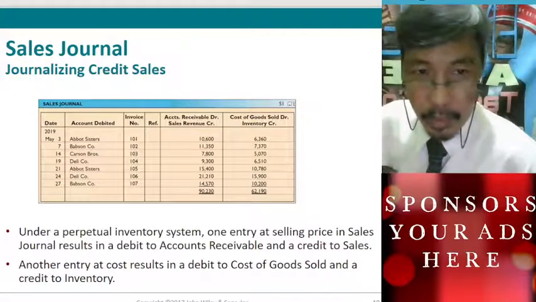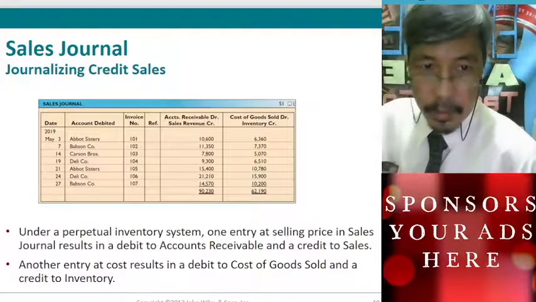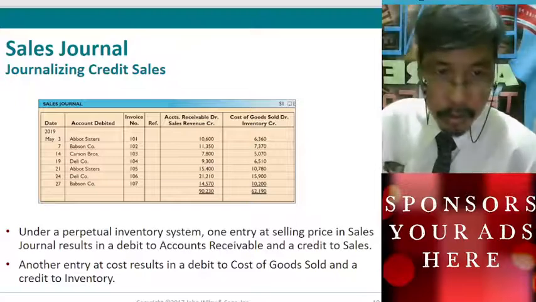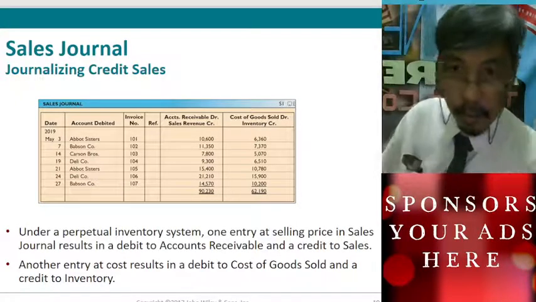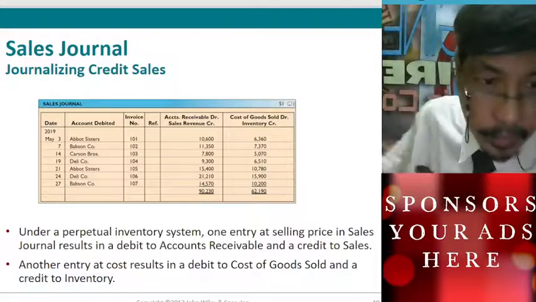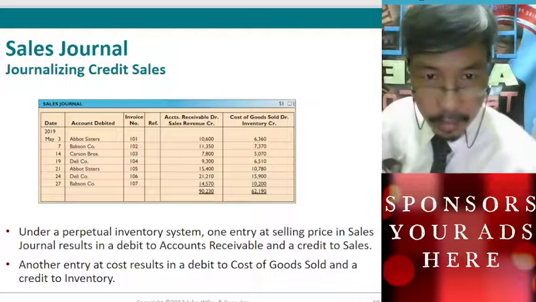Now this is how we record it. Debit accounts receivable, credit sales. Debit cost of goods sold, and credit inventory.